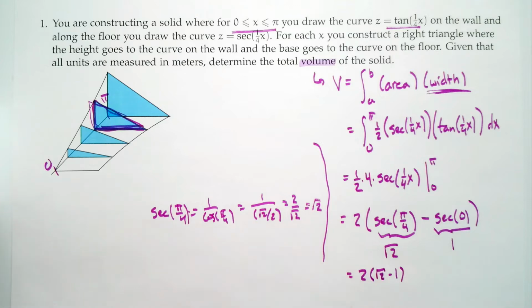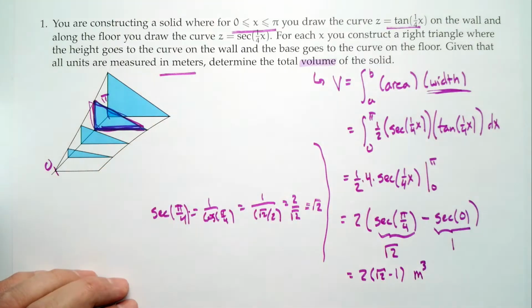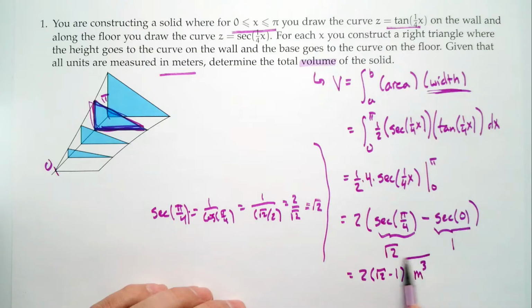Now, it doesn't ask for it, but suppose we said, what are the units? In this case, what are the units? Yeah, meters cubed. How do we know? Because everything's measured in meters. All right. And now, that's it. We're done.